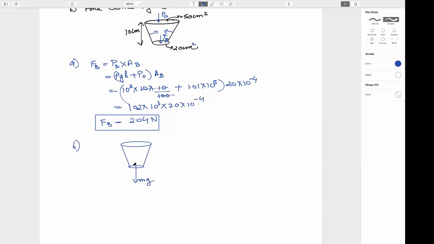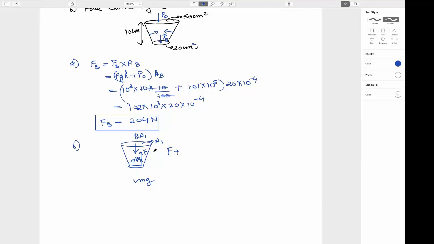So this base is pushing to this with PA. This is PA2. If I call this A1, then this is P naught into A1. So from this side it is acting like this, and rho GH is also acting in the same direction. So from the free body diagram, what we get is, and this is the force that is acting on the fluid, let's say F.